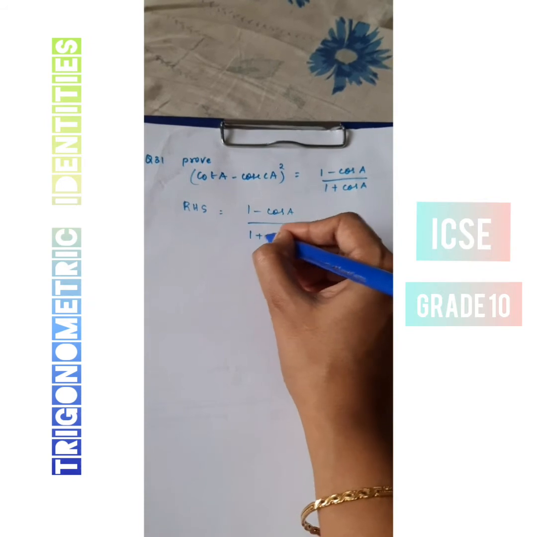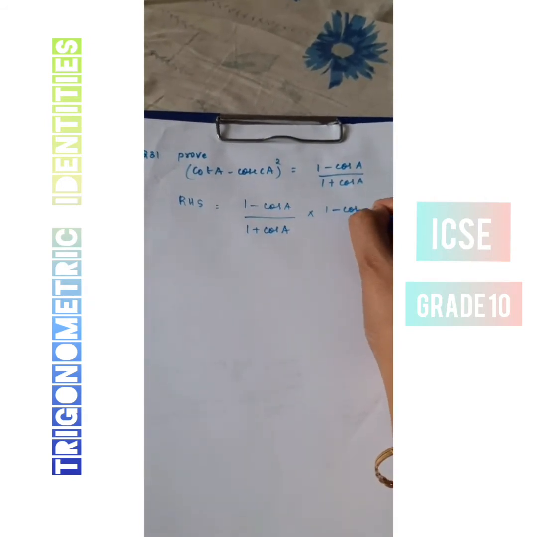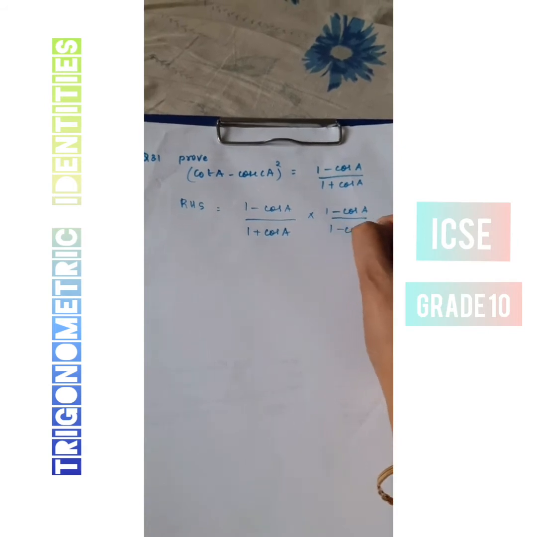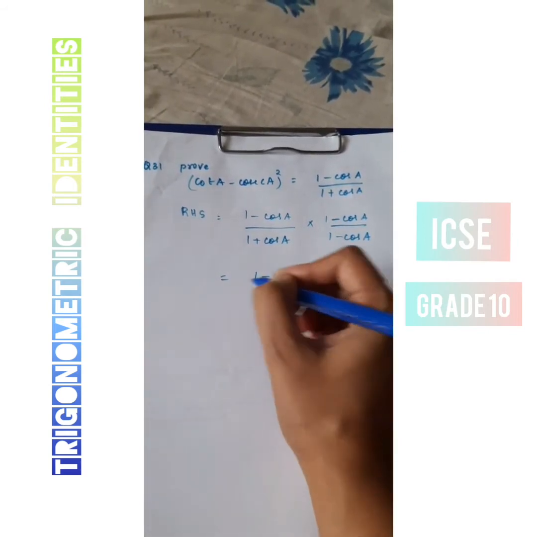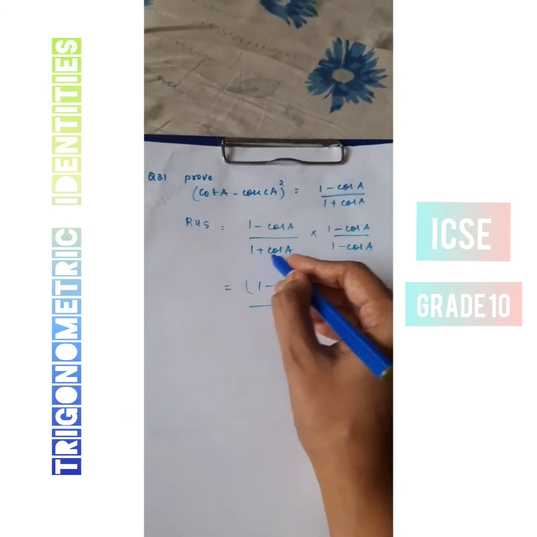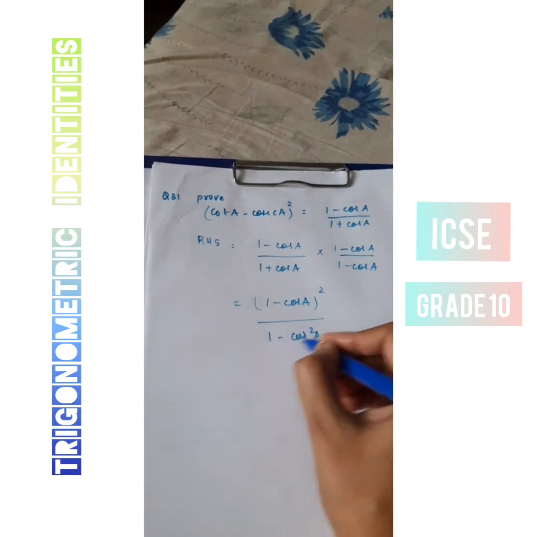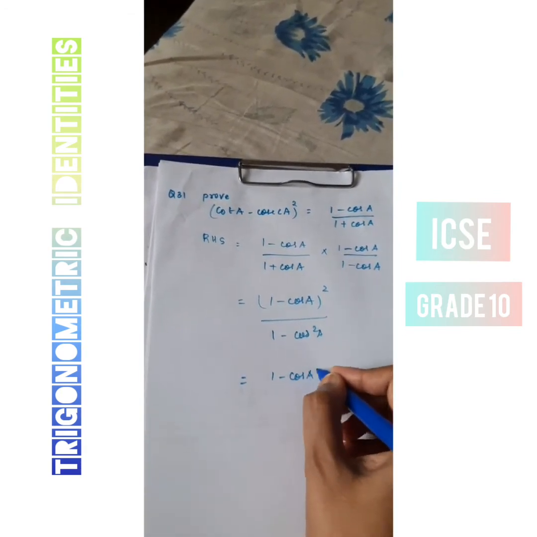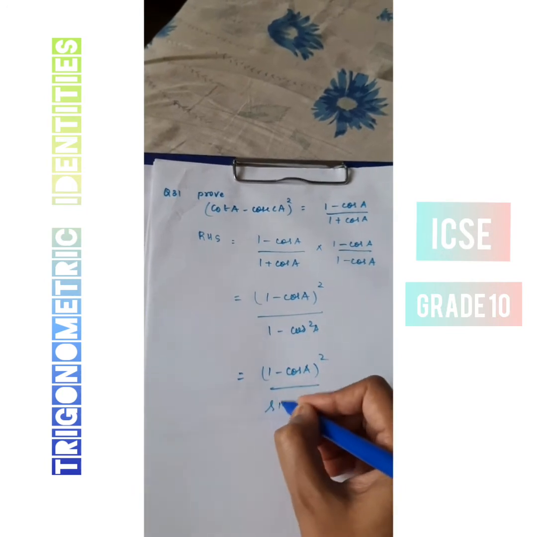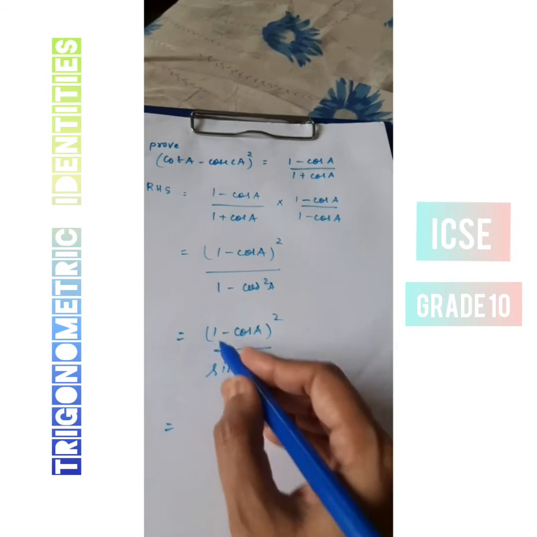Question 31, cot A minus cosecant A whole square is 1 minus cos A by 1 plus cos A. So here we'll take the RHS, 1 minus cos A by 1 plus cos A into 1 minus cos A by 1 minus cos A. That's actually equivalent to 1. So 1 minus cos A whole square by A square minus B square. So that's 1 minus cos square A. So the denominator can be written as sine square A as per the trigonometric identity. Now we can bring the squares out, make it whole square.